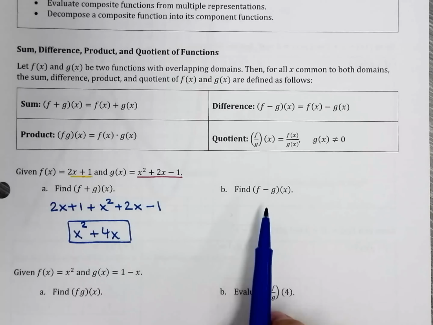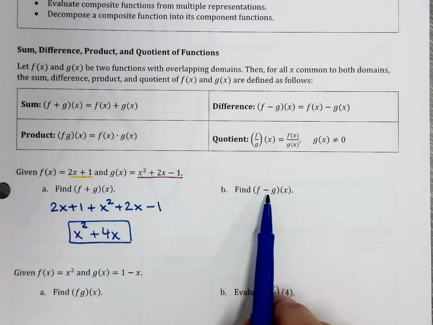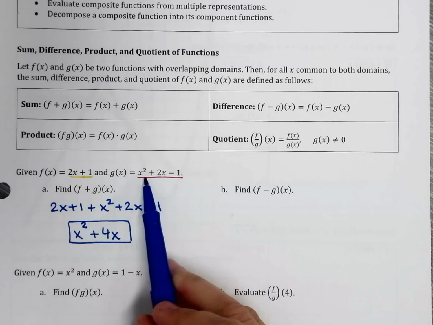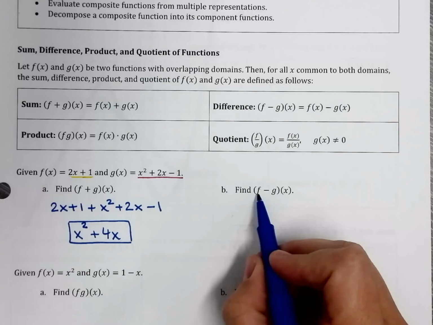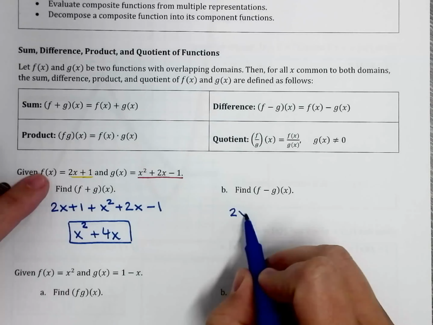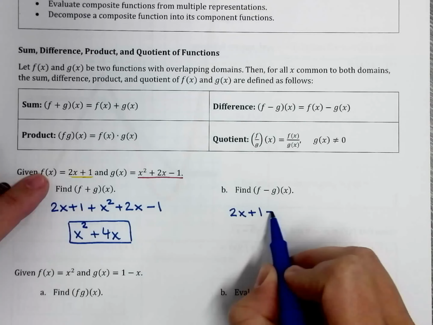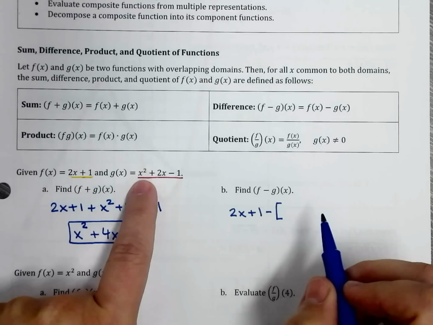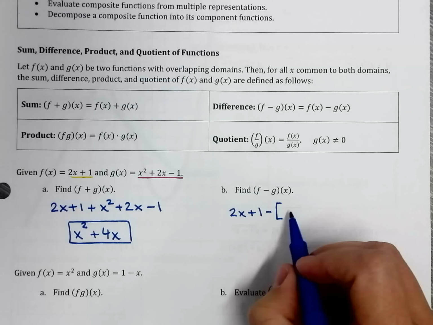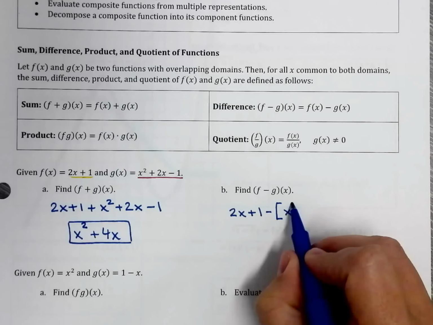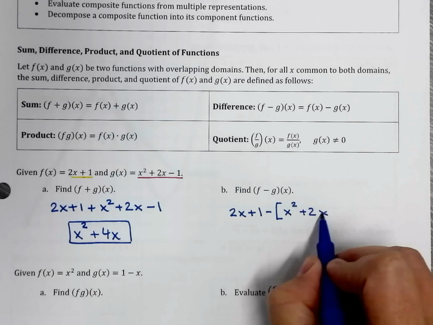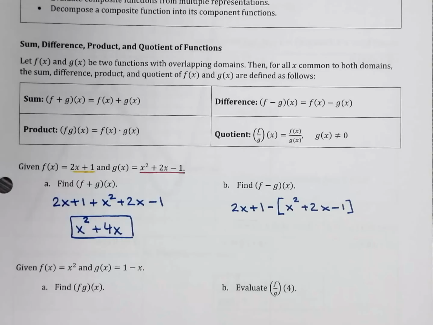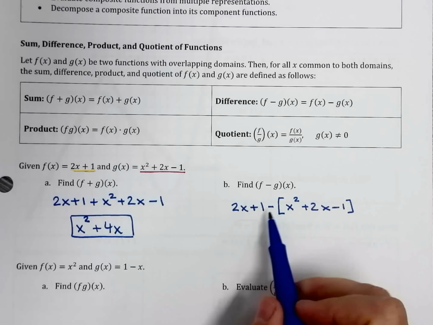Easy. Like I said earlier, just be careful with the negative right there because you're subtracting the whole g function, not just the first term. So f function, I have 2x plus 1. And then you're going to subtract the whole entire g of x, which is x squared plus 2x minus 1. So minus g of x is x squared plus 2x minus 1. If you want to use parentheses there instead of the brackets, that's fine too. Distribute the negative.